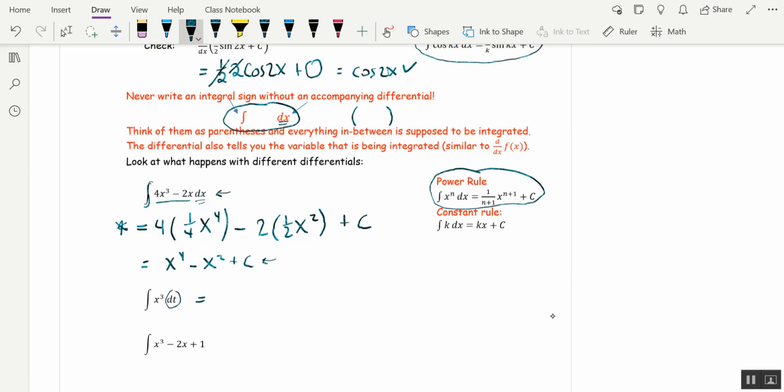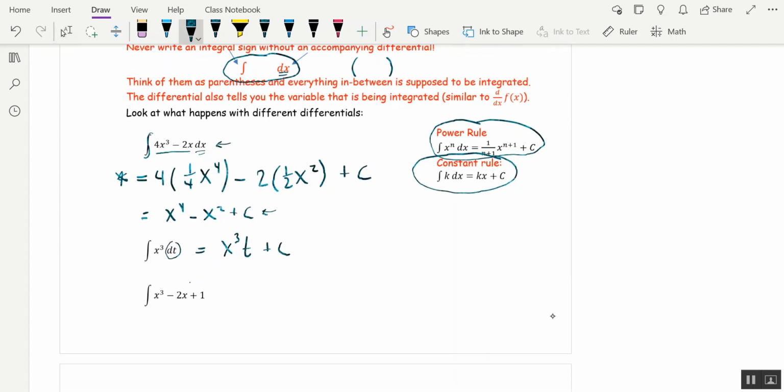So actually x cubed is a constant. X cubed is a constant, and I can use the constant rule right here. So this gives me x cubed, which is the k in that rule, times t, because that's the variable, plus c. So that is the integral of x cubed dt. So the differential is very important. That's the point of this example. Now the last one, it just makes no sense. You can't have an integral sign without a differential.